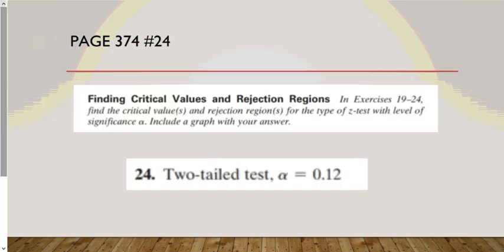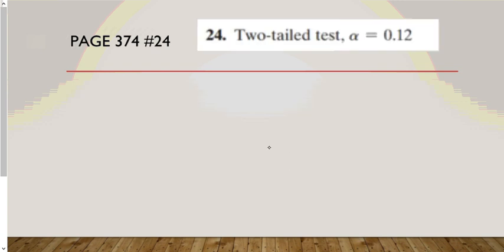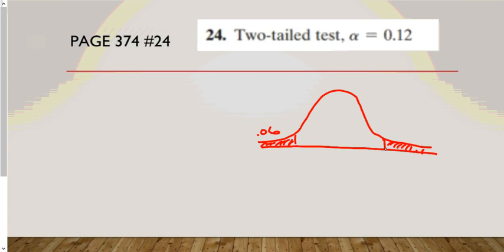Number 24, this time we're doing a two-tailed test. Let's go ahead and get ourselves a little more room here. And what we want to do, again, we've already kind of done this, but if we have 12%, then that means that there's a total of 12%. Okay, that's the total amount, which means this part is 0.06 and this part is also 0.06. And so what we want to find is this z-score right here.